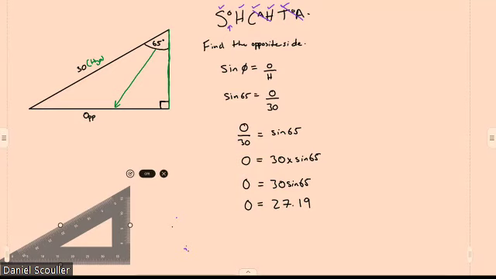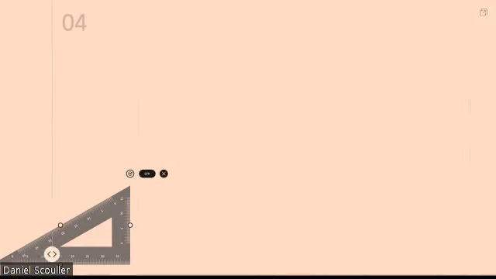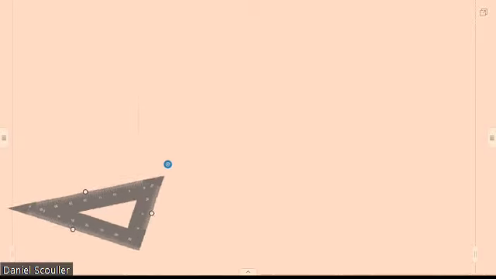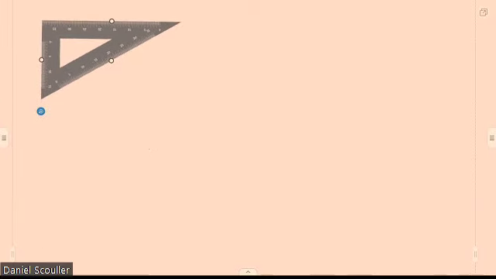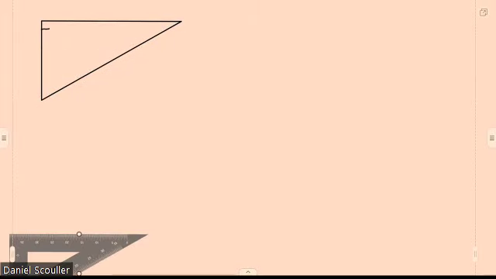What I want you to take away is the importance of understanding the angle that you're using. And then what becomes relevant is where the opposite is and where the adjacent is. The hypotenuse is always going to be opposite to 90. And the hypotenuse is always going to be the longest side in a right angle triangle. That's my hypotenuse. And the angle will select this one.